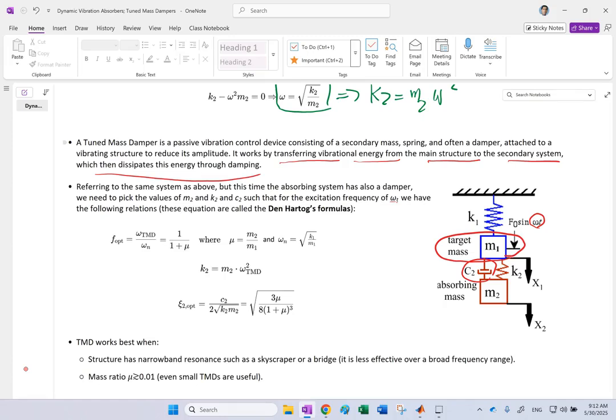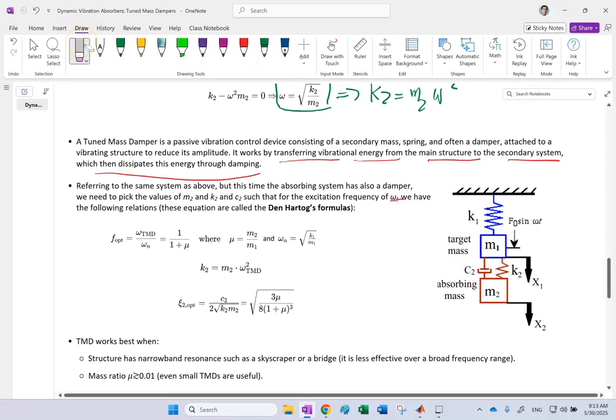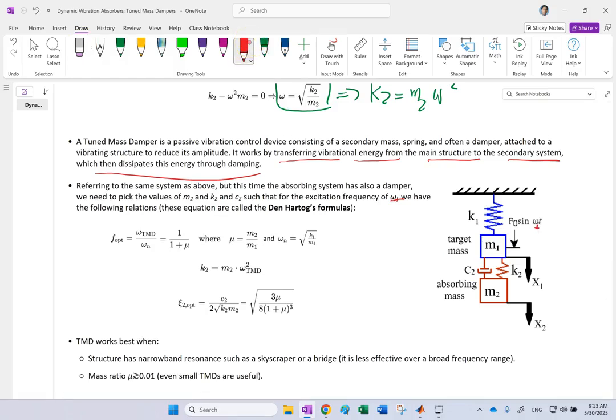Okay? Now here, the question is, if this excitation frequency is omega, or in this case omega t, how would you pick the values in the secondary system? So this excitation frequency, let's call it omega t, just to make it different from the last case. And this omega t does not need to be a single number. It can be a range, but here we just pick a single number, like the average of that range. How would you pick C2, M2, and K2 so that the system works?